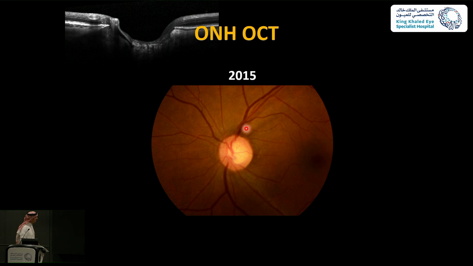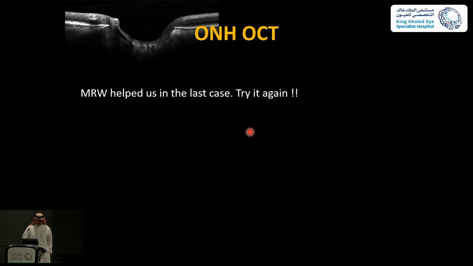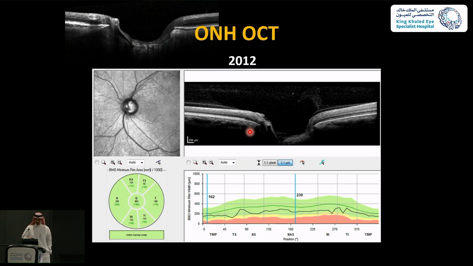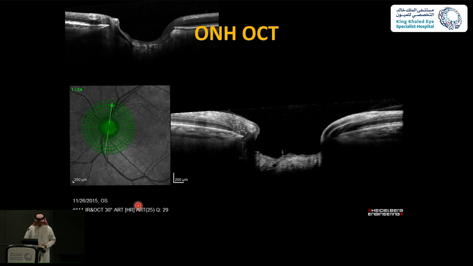And that's the 2015 disc photo of the same patient, and you have a nerve fiber layer defect correlating to the area of the disc hemorrhage that she developed 2 years earlier. And then after that, she started to develop thinning, which is corresponding to the same area. So that's a patient with normal tension glaucoma. So while the minimum rim width helped us in the last case, we will try again and check if it can give us early detection or not. So that's the minimum rim width, and it seems to be normal in 2012. And we will show you here the real-time image.